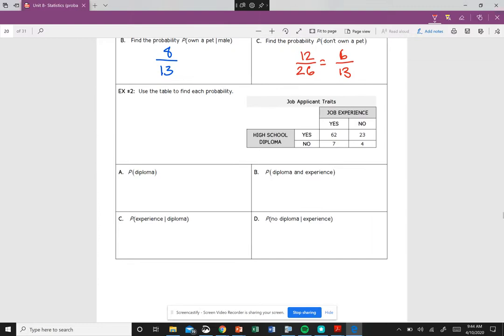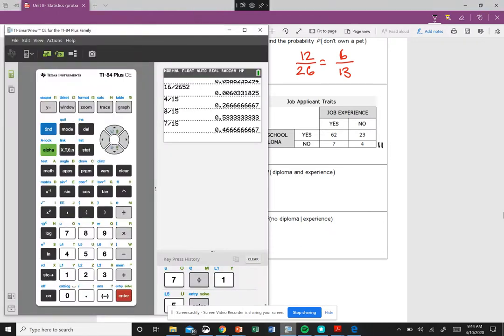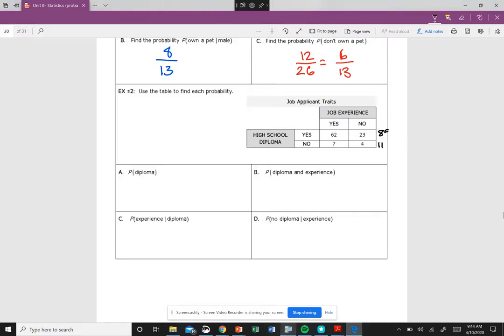Okay. So we're going to use the table to find each probability. The first thing I'm going to do, and this is always the first thing I do when I'm given a two-way table, is figure out totals. So 7 plus 4, that's easy. That's 11. Then 62 plus 23, I'm going to pull out my handy-dandy calculator. And I get 85. And then in this column, I get 69. And then in this column, I got 27.